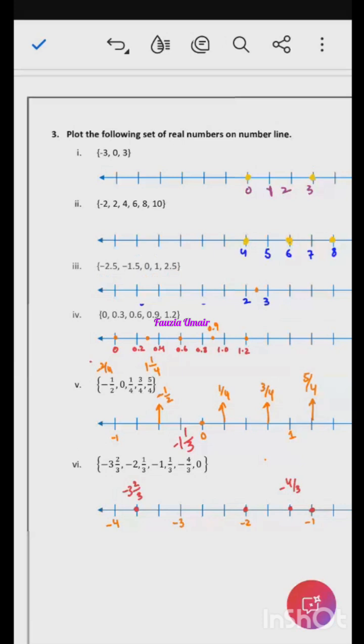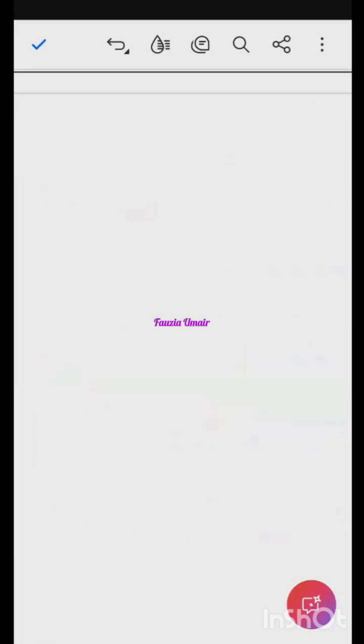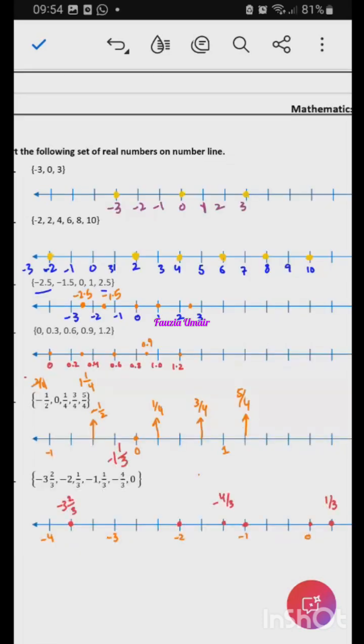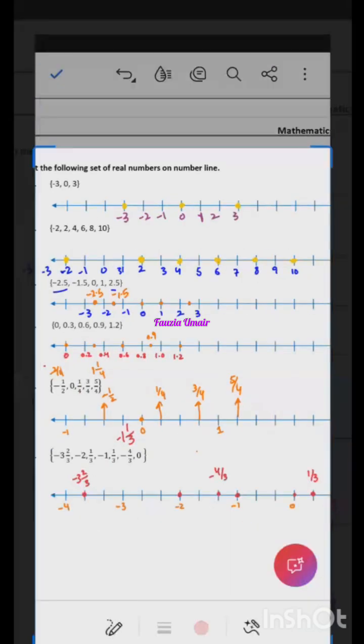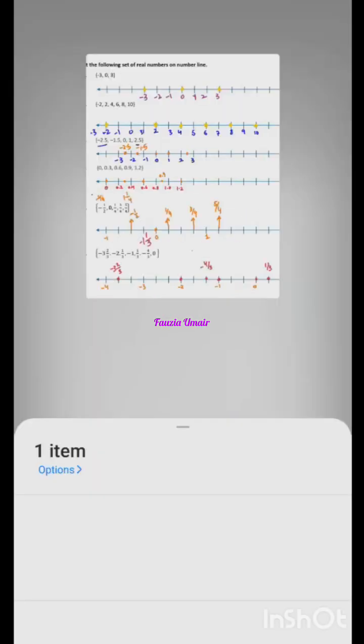So this is the complete question. I will take a screenshot and I will share this in the class group as well, so that you can complete your work on the notebooks. Okay, bete? All right. So with this, we will finish chapter 1.